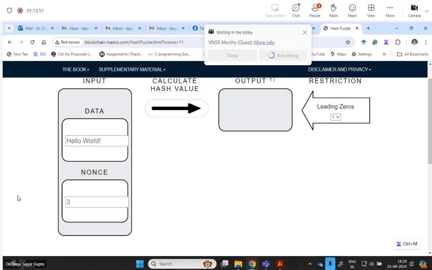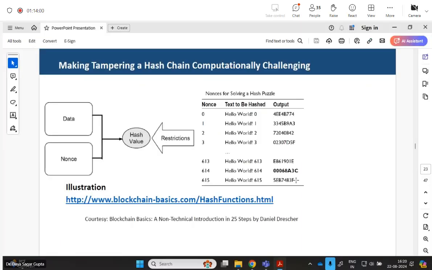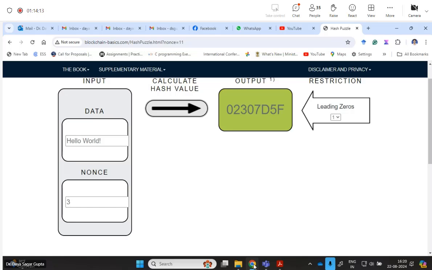The nonce value is 3. This was the hash puzzle. What is the puzzle actually? The puzzle is that if you have a message M concatenated with K, that is a nonce, and you try to find the nonce, you cannot find it directly. That is the hash puzzle. We solve it here.